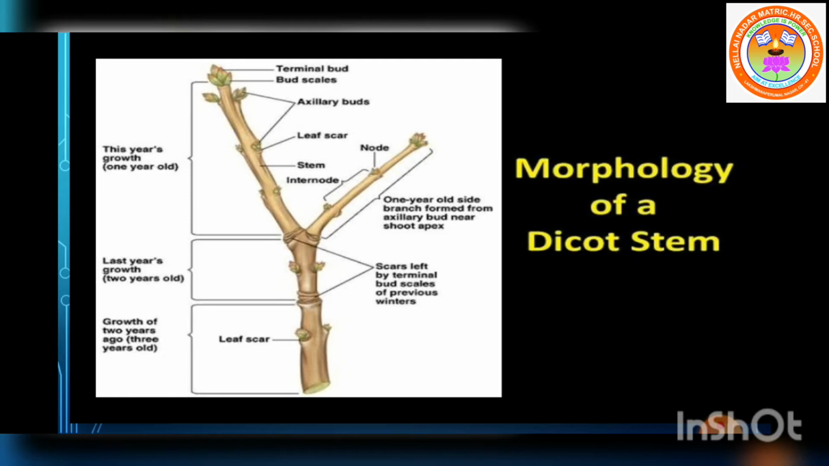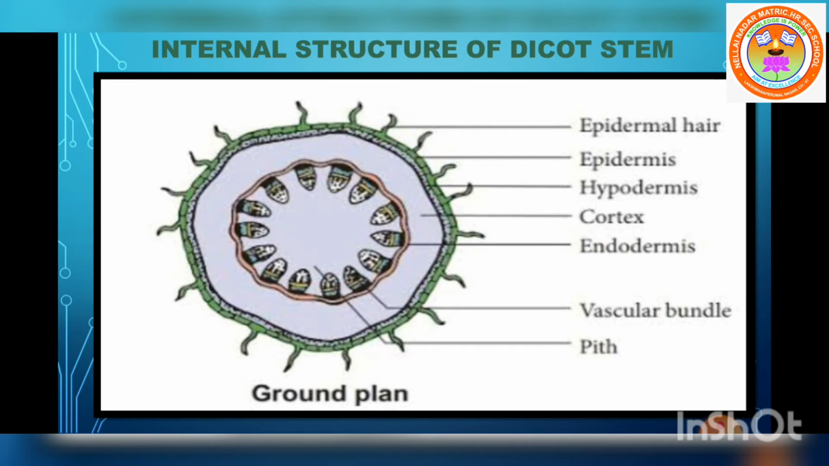What about the internal structure of dicot stem? So the primary structure of dicot stem, for example sunflower stem, reveals epidermis, cortex and stele. So it comprises three different types of tissue systems: epidermal tissue system, ground tissue system and vascular tissue system. This is the ground plan of internal structure of dicot stem.